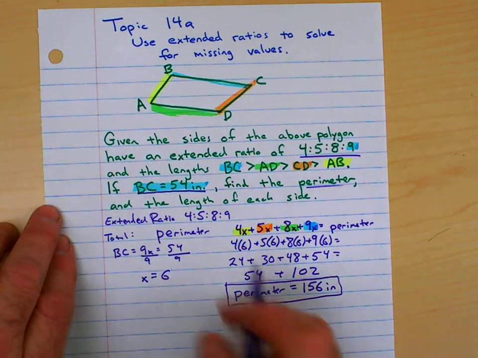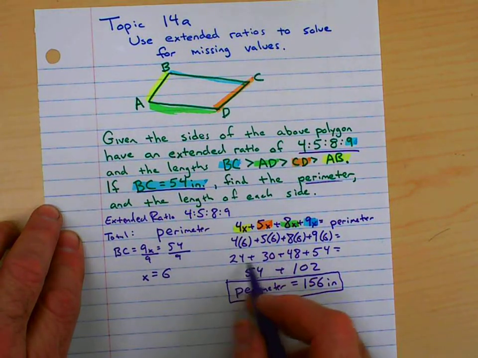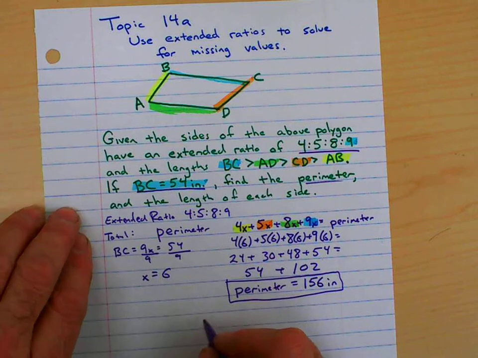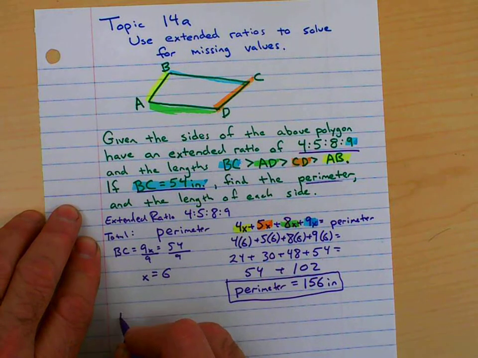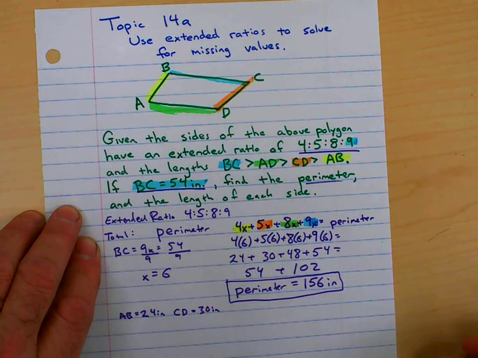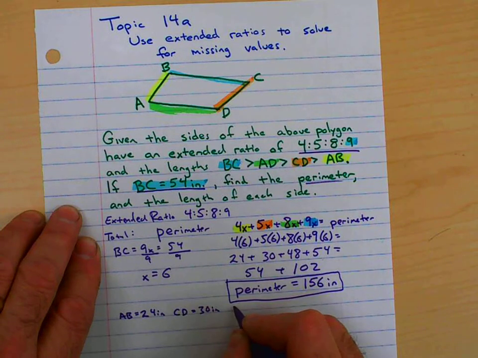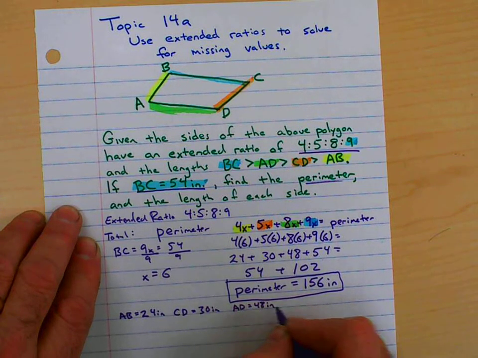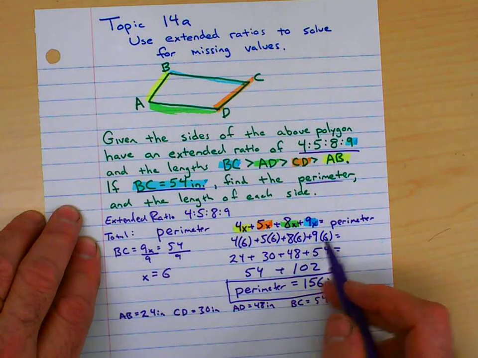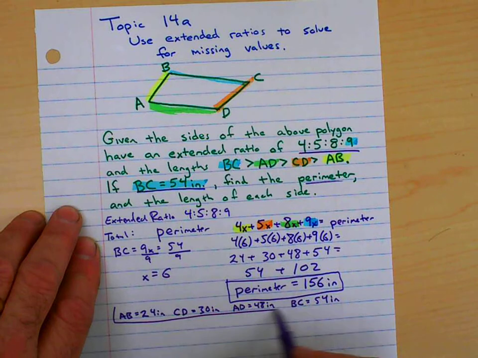Now they also asked us to give each length. We got them all right here. The shortest side was 24, so AB equals 24 inches. CD equals 30 inches. AD is going to equal 48 inches. And last but not least is BC, which was given to us initially as 54 inches. Sure enough, if we plugged it in, we'd get that. So those are the lengths of the sides.